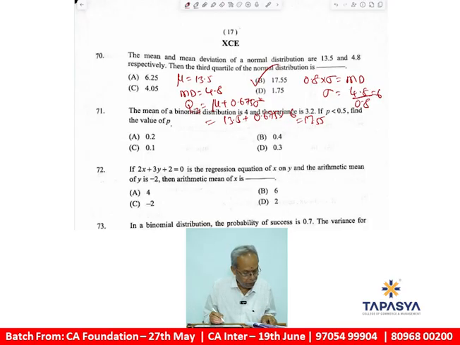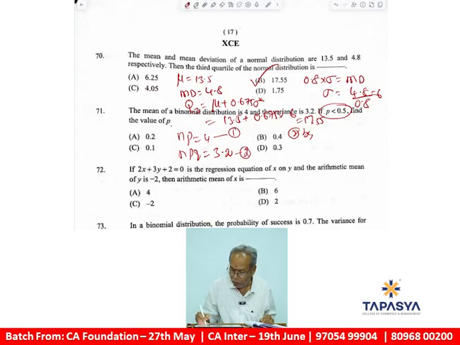Next, the mean of the binomial distribution is 4. So NP is equal to 4. Variance NPQ is equal to 3.2. Given that P is less than 0.5, we have to find the value. So mark this as 1, this as 2. Divide 2 by 1, you will get my Q value is equal to 0.8. By substituting, you will get P as 0.2. So therefore, P value is 0.2.